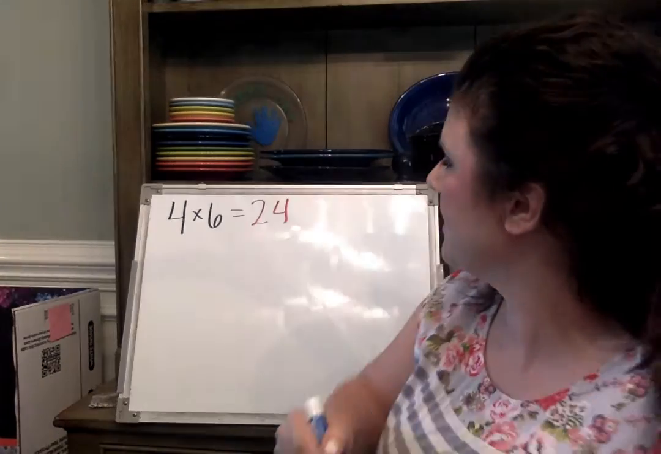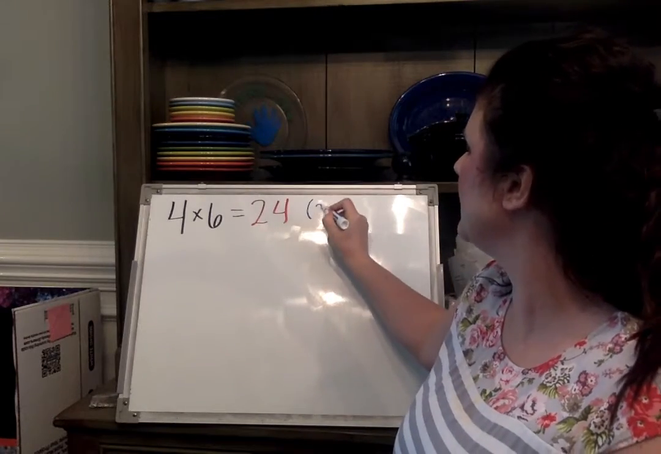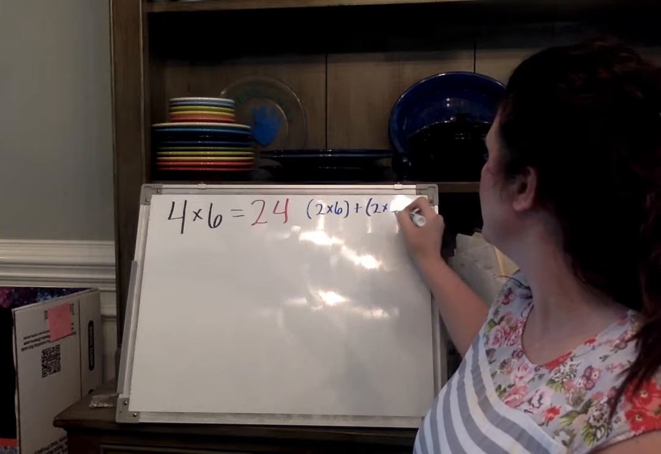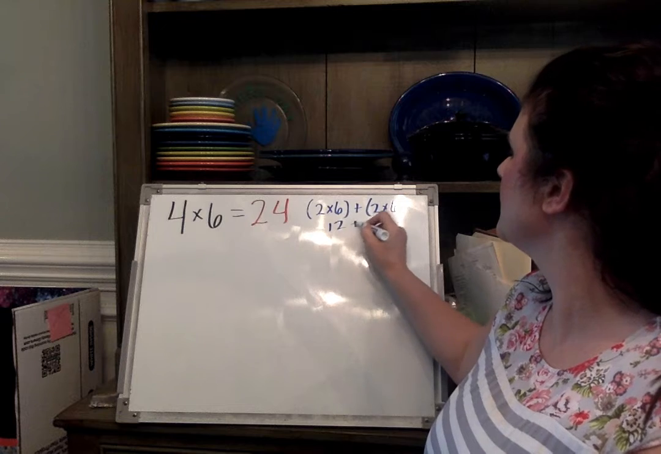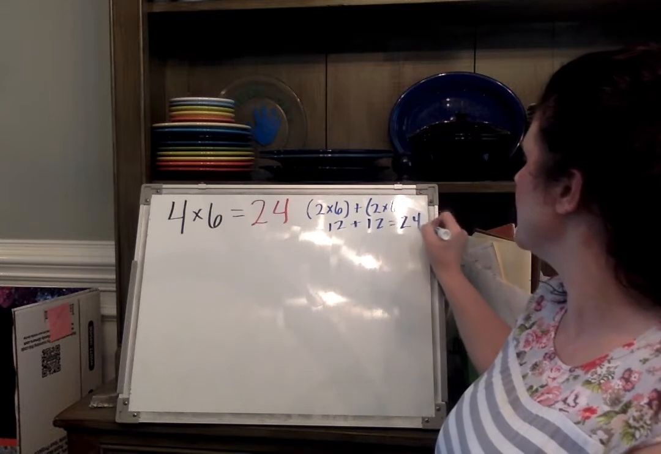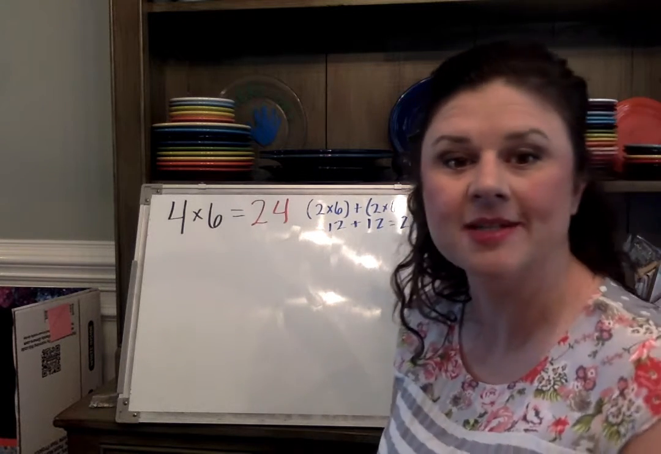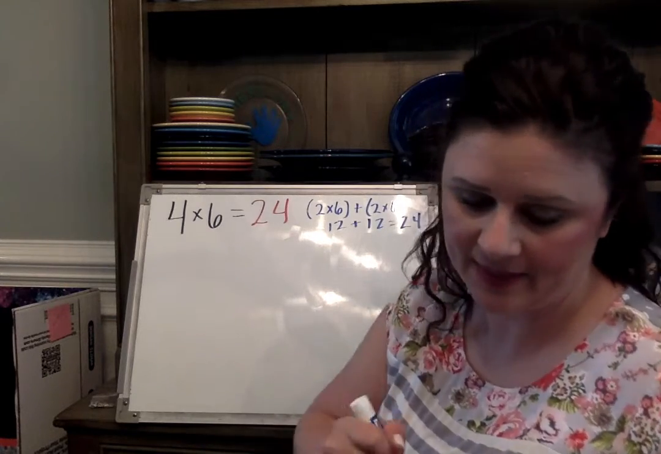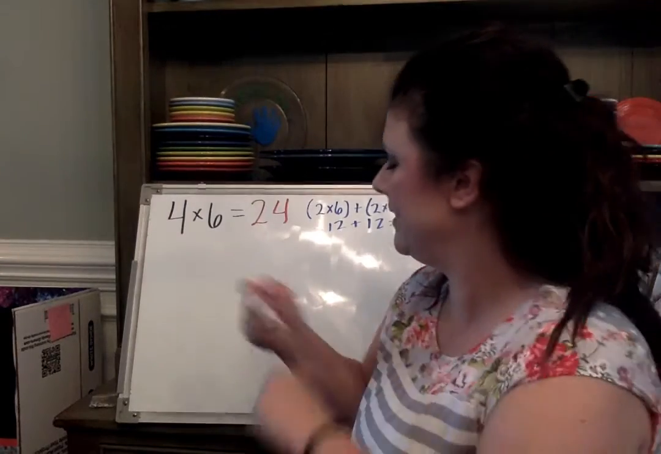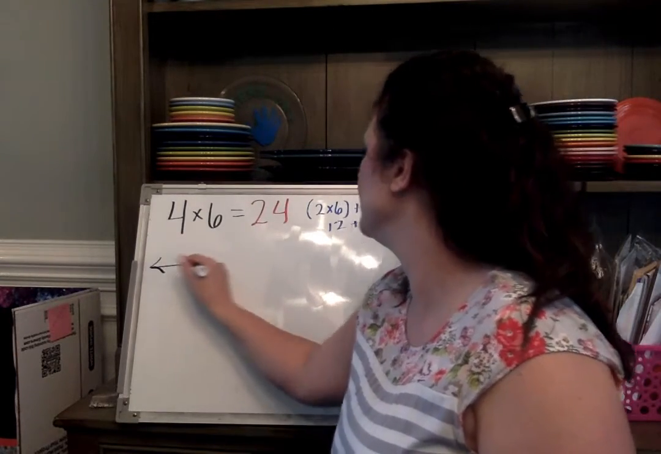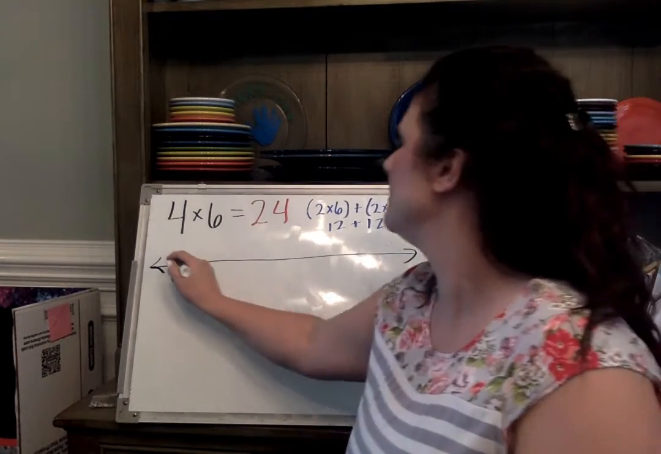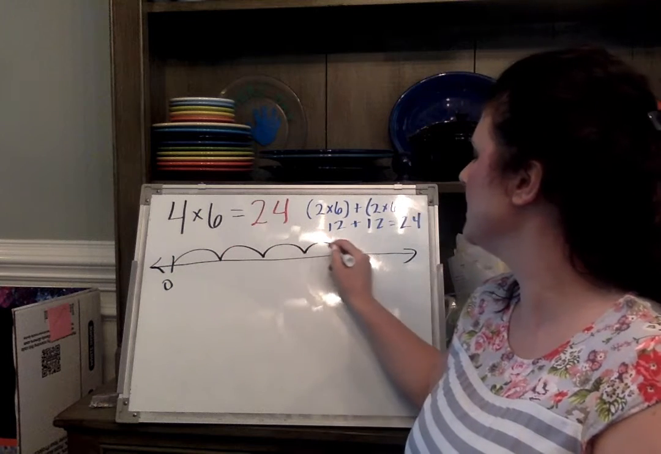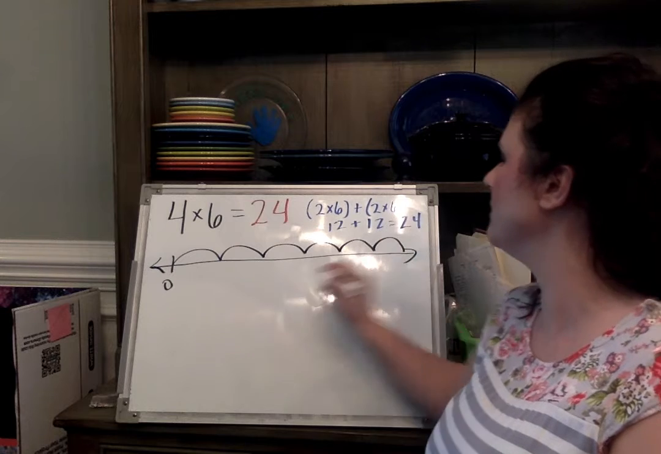Some of you may have thought to use that distributive property again, which is a good strategy. I'm not going to say it's not, but it's not the most efficient strategy when I distribute that 2 and 2, because essentially I'm halving the 4. Not a very efficient strategy at this point would be counting by 4s: 4, 8, 12, 16, 20, 24.